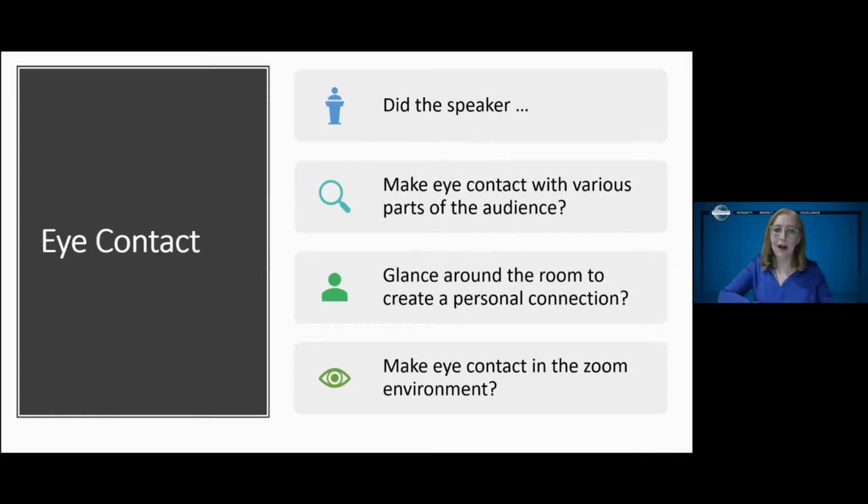But how do we make eye contact in Zoom? We look at the camera. I see some speakers maybe with a prepared speech, and they've got it at the side and they're reading from their notes and they're looking this way, or they're trying to recall their speech that they've memorized, so they're looking up and to the left or up and to the right. It's really important to encourage the speaker to look at the camera on the laptop when they are doing their speech. That is how we make eye contact in the Zoom environment.